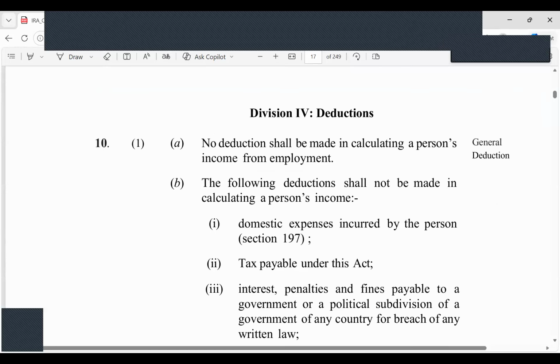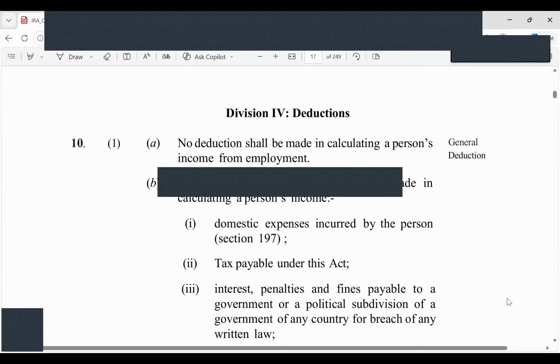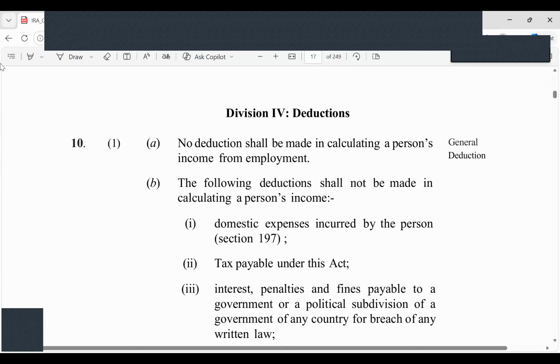So this is how it shows the deduction provision. It is under 4 divisions. We say the title as deductions. Then section 10 is there, and subsection 1. Subsection 1 has several sub paragraphs A, B, like that. Then items also there. The marginal note is also provided, that is general deduction. So under general deduction, mainly it says the items that are not deductible.